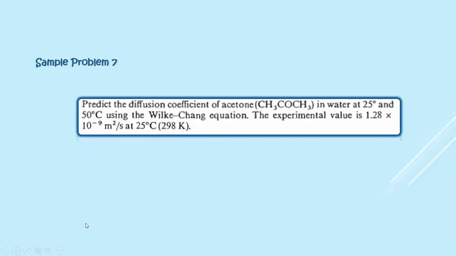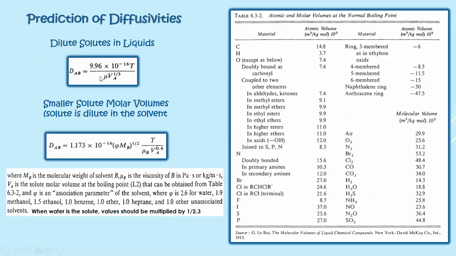So we have here a sample problem that will allow us to determine the diffusion coefficient of acetone in water. So we are safe, water is not the solute here, but rather is the solvent in which your solute is mixed into. So this is an aqueous solution of acetone at 25 degrees Celsius and 50 degrees Celsius using the Wilke-Chang equation. So the Wilke-Chang equation is the one that I have shown to you here, this one. If it's the very dilute, we can use this one.